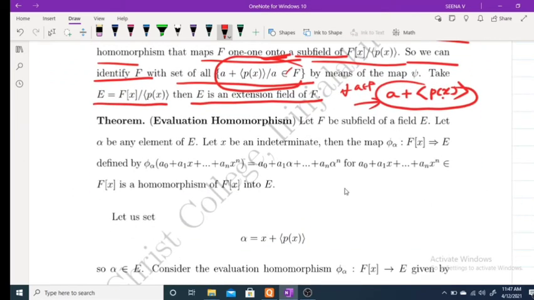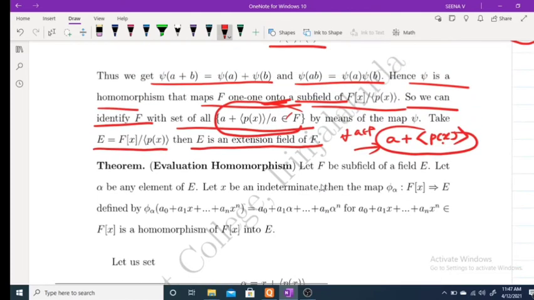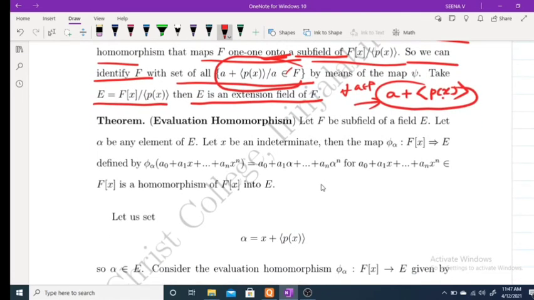Now we have to prove one more thing. What we have to prove? Thus we find an extension field, and we have to prove one more thing, that is we have to find an element alpha belongs to E such that f of alpha equal to 0. For this you have to remember the evaluation homomorphism theorem. There is no need to write this theorem in the proof of our theorem. This is just for recalling this theorem.